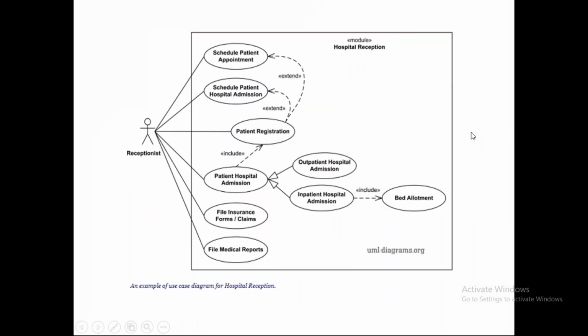Now looking at the other example with include and extend notation. This is with regards to the hospital system, where the receptionist would be using that system. For what purposes? The receptionist would be using the system for patient registration, patient hospital admissions, filing of insurance forms and claims, medical report generation, filing medical reports, and scheduling of future appointments. For all these purposes, the hospital receptionist would be using the system.